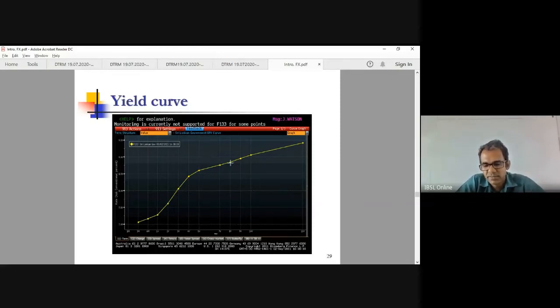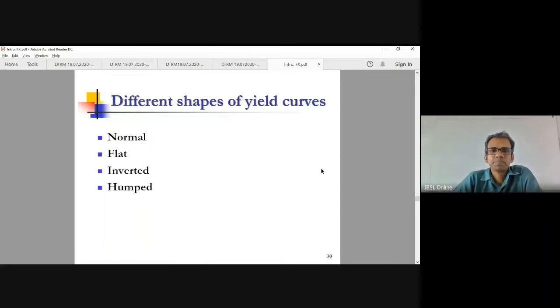But in any case, if you want, you can refer to a corporate bond yield curve or supranational yield curve or the AA curve, something like this. For different categories, different yield curves can exist. But most of the time we use the government yield curve for analysis. So there are different shapes of yield curve: normal, flat, inverted, and humped.